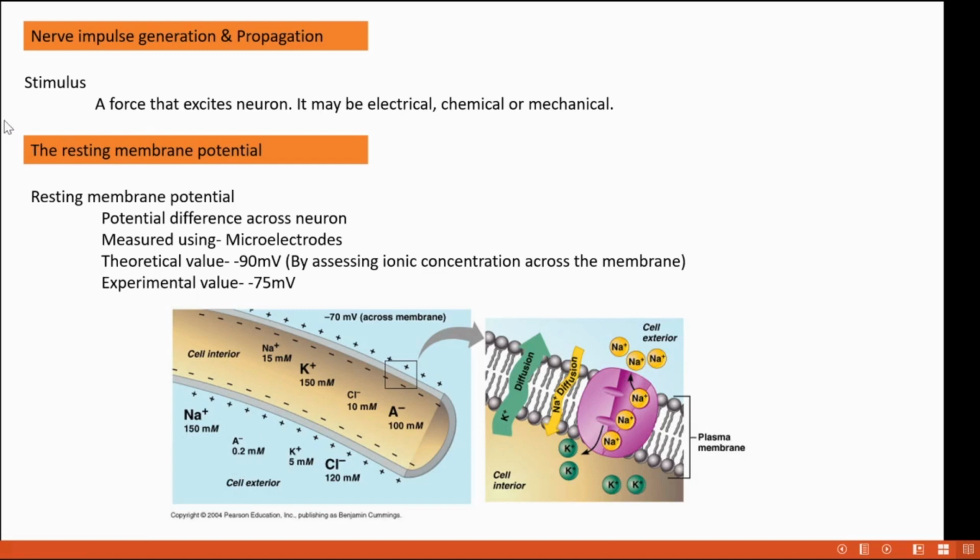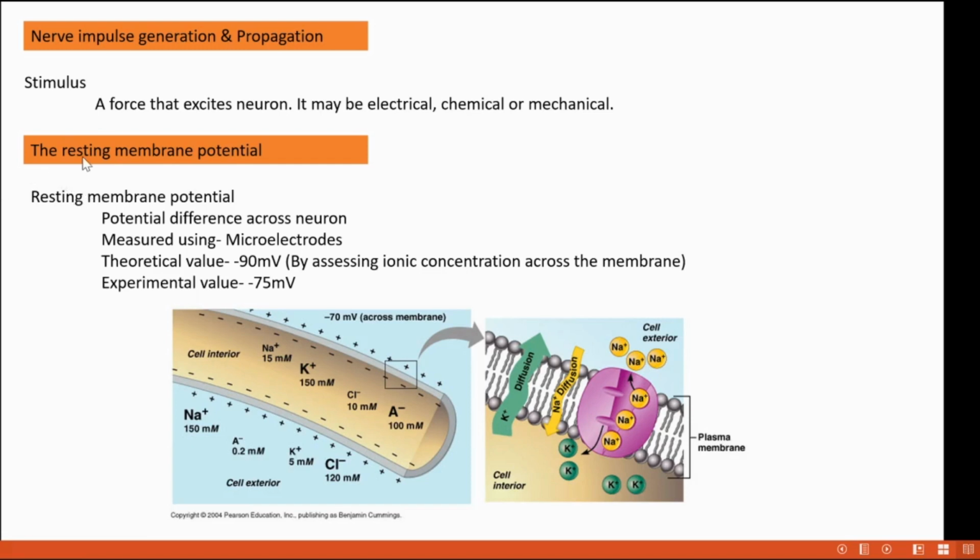First thing we need to understand to learn about the impulse generation and propagation is a stimulus. What is stimulus? It's a force that excites the neuron. A force capable to excite a neuron, that is stimulus. It may be of electrical, chemical, or mechanical. Any type of force that can excite a neuron is called stimulus.